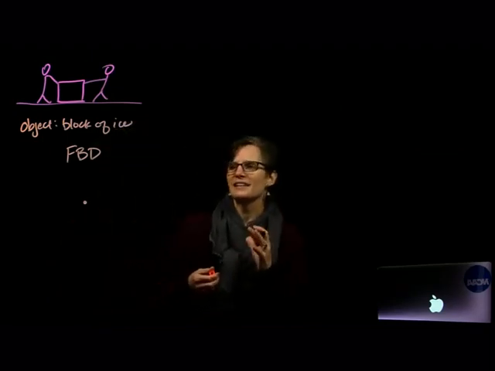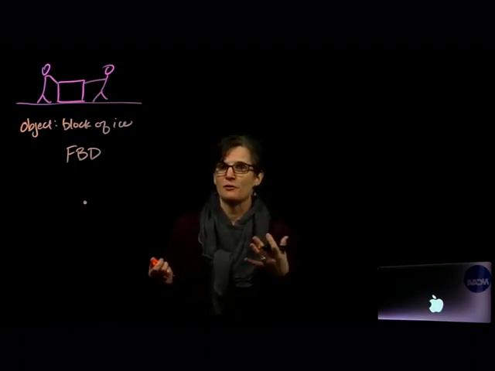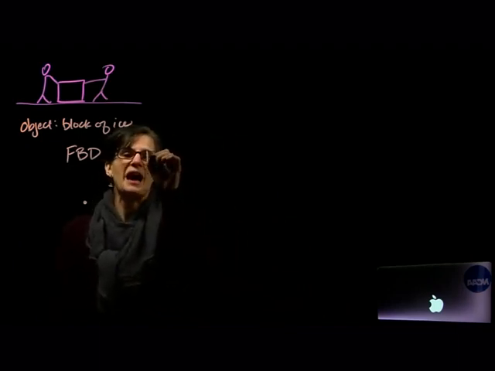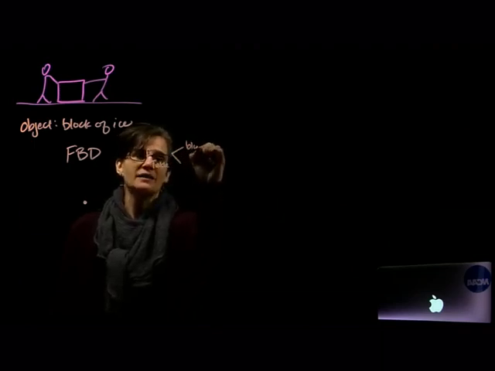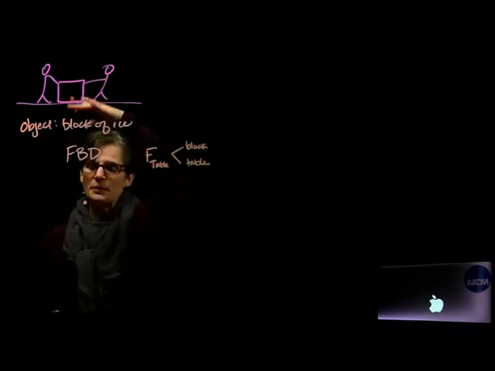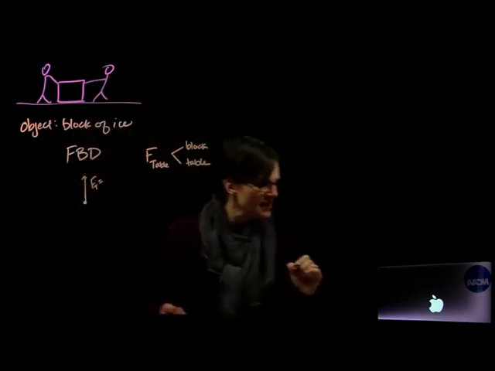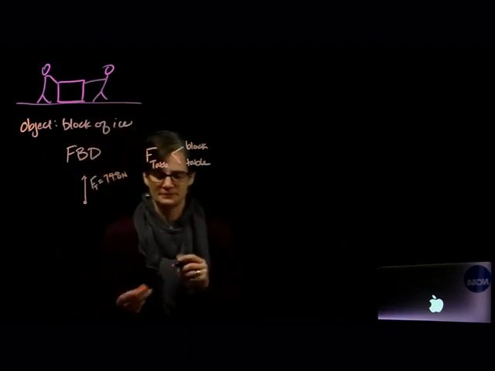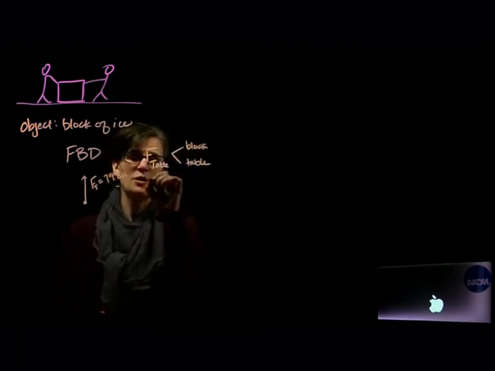So what is one interaction? Well, we know the block is exerting a force on the table, and the table is exerting a force back on the block, and that's given in the problem. So we have the force of the table, which is between the block and the table, and the table is pushing up on the block. So there's my force of the table, and that is given to equal 74.8 newtons.